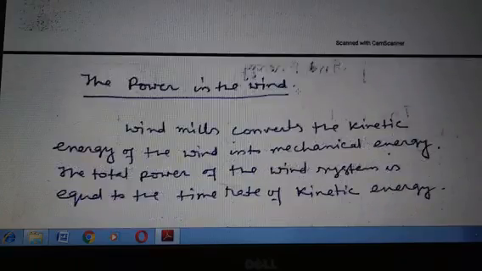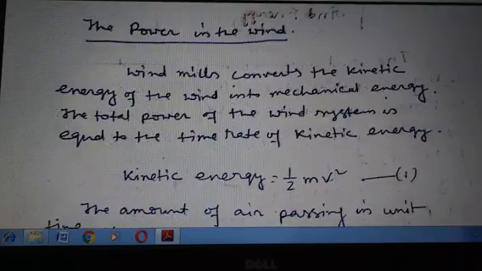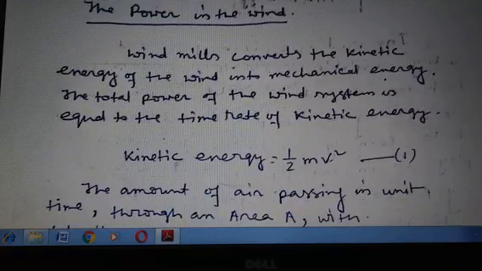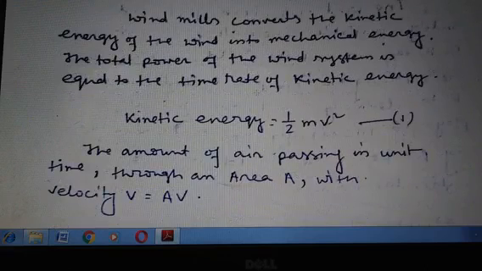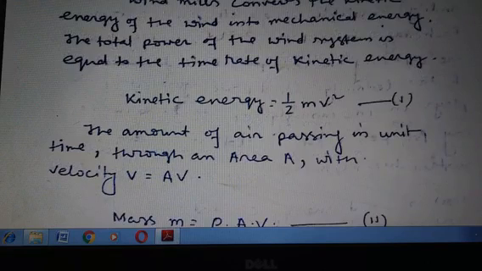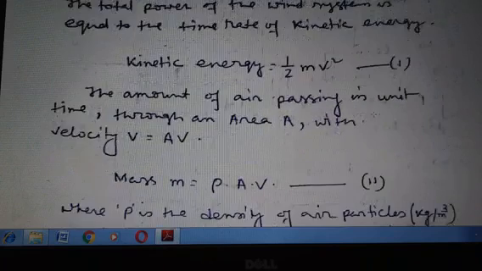Now, the power in the wind. Windmills convert the kinetic energy of the wind into mechanical energy. The total power of the wind system is equal to the time rate of the kinetic energy. So the kinetic energy equals half m v squared. That is equation 1.